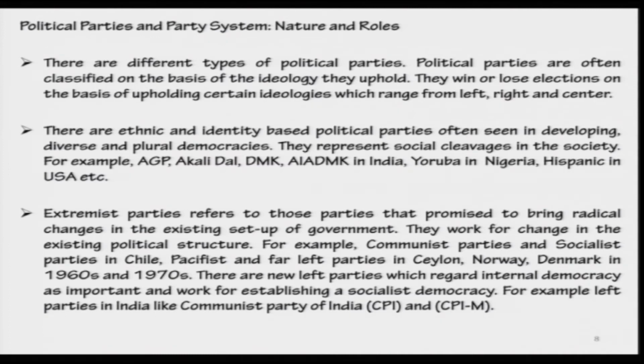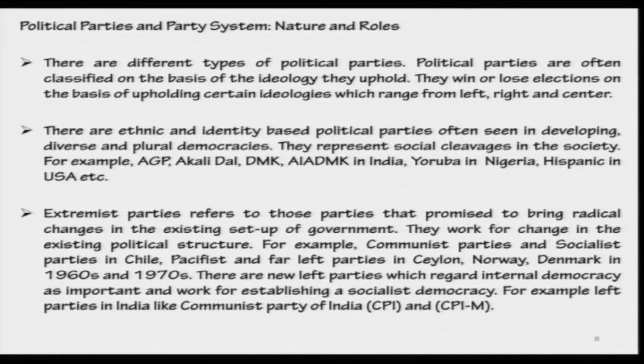So, there are different ideological parties, and ideology remains the basis for differentiating or classifying parties, which may be extremist left or right, and then there are parties which are also a kind of combination or in the middle ground. So, for example, Congress party and its ideology in India is regarded as the ideology which represents the center and not the extreme left and right.